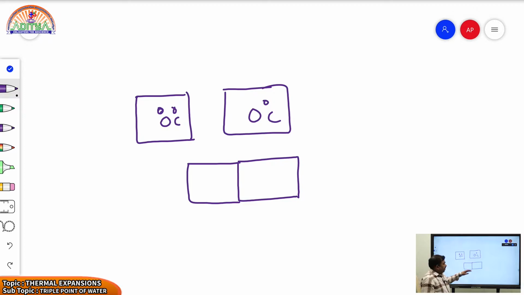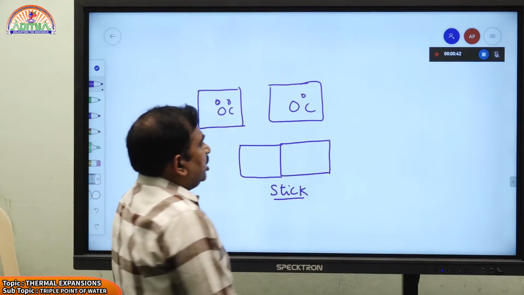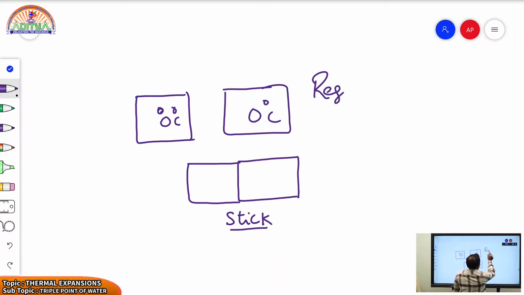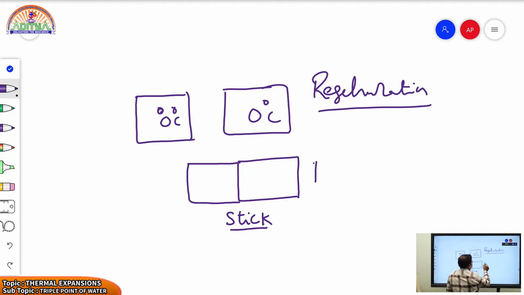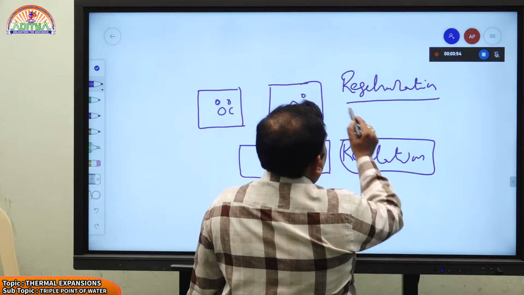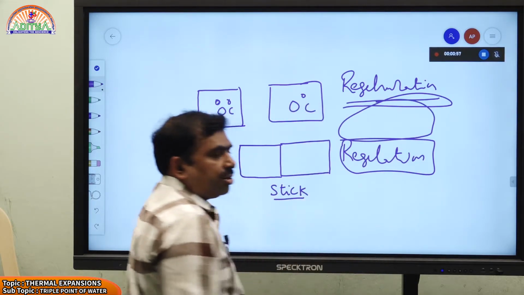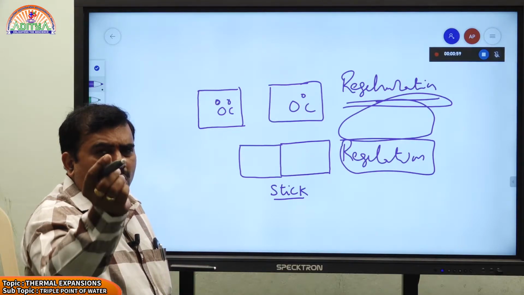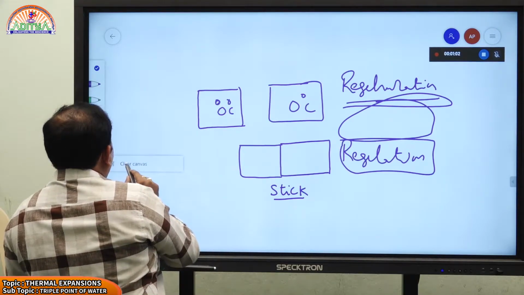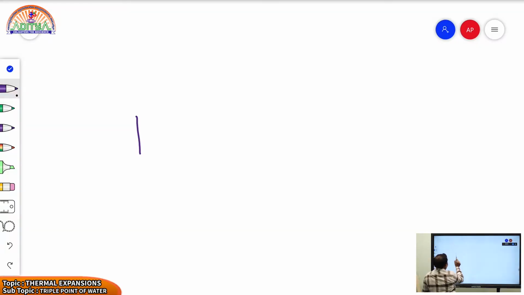Surprisingly, after some time, if we release, both the ice blocks stick together. Such a property is called regelation. Now, this regelation can be verified with a small experiment. Look, you take a very big ice block and it is kept on two wooden blocks like this.